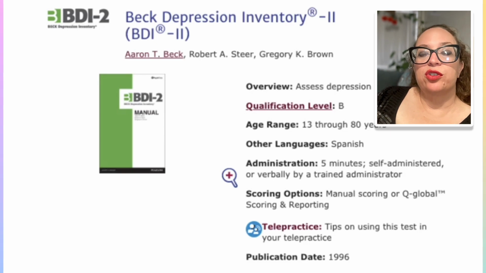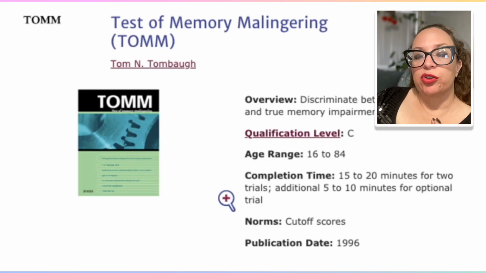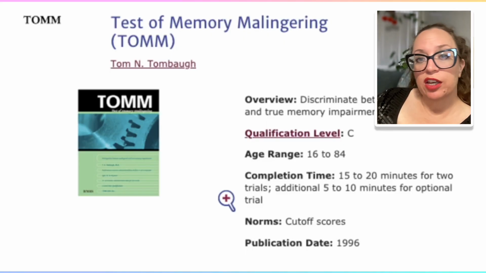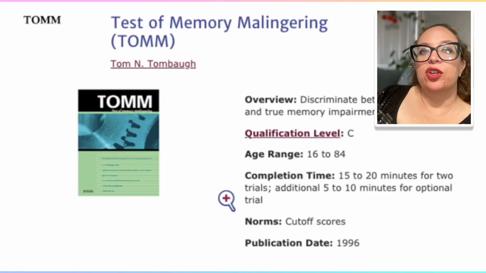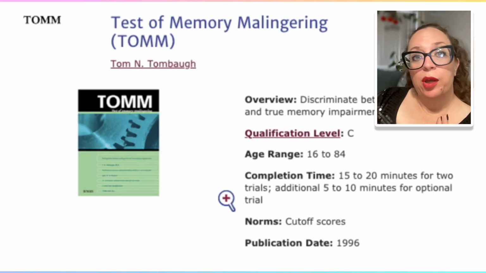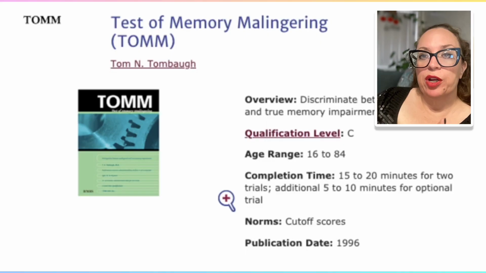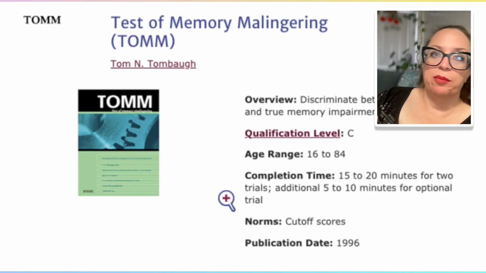Now we have an interesting one, the Test of Memory Malingering. Malingering is an interesting word. If you've not heard this word, it's essentially faking or pretending, for lack of better words, lying. So the overview says the point of this test is to discriminate between malingering and true memory impairments. True memory impairment versus malingering, or basically faking memory impairment.